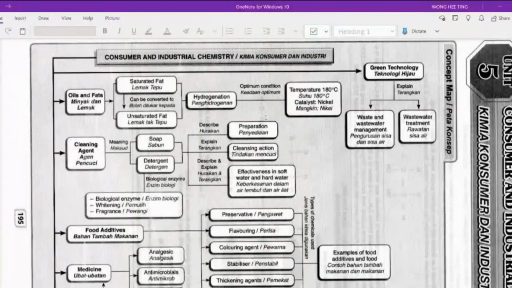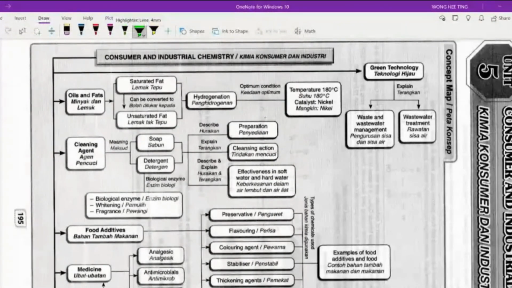It is similar to chapter 4. Okay, consumers and industrial chemistry. So in this chapter, we are going to discuss a few topics. Okay, let's see one by one. So number one, we are going to see green technology. Okay, then oils and fats, cleaning agents.